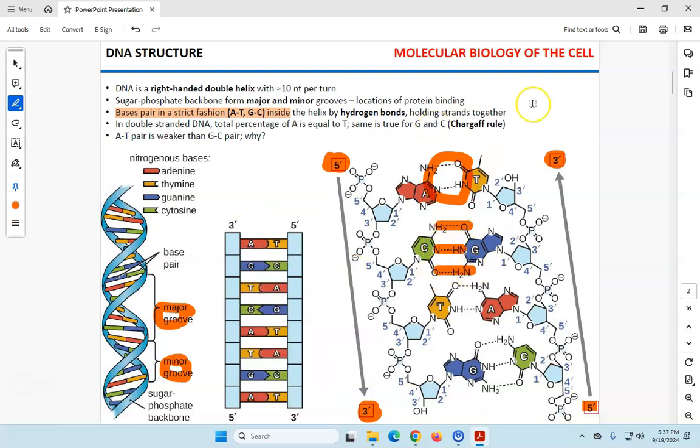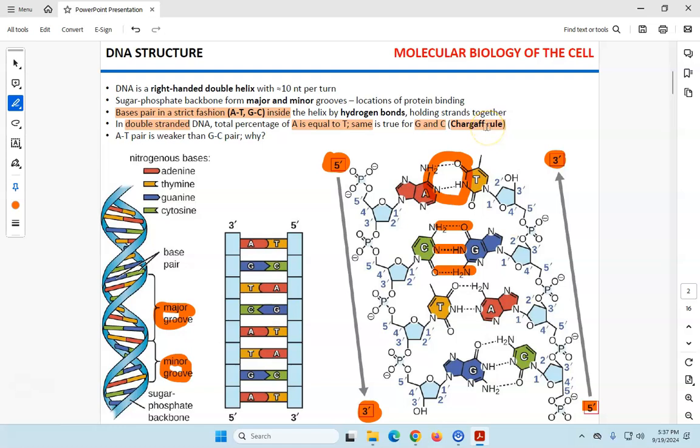Okay? Now, because we have such a strict pairing between AT and GC, in the DNA molecule that is double-stranded, the percentages of A and T are equal. The percentages of G and C are equal too, that's the Chargaff rule.